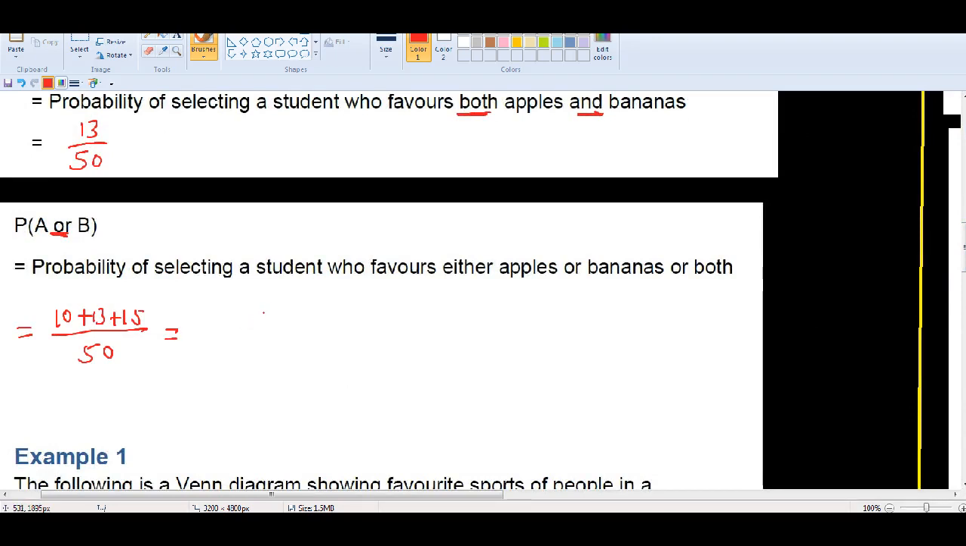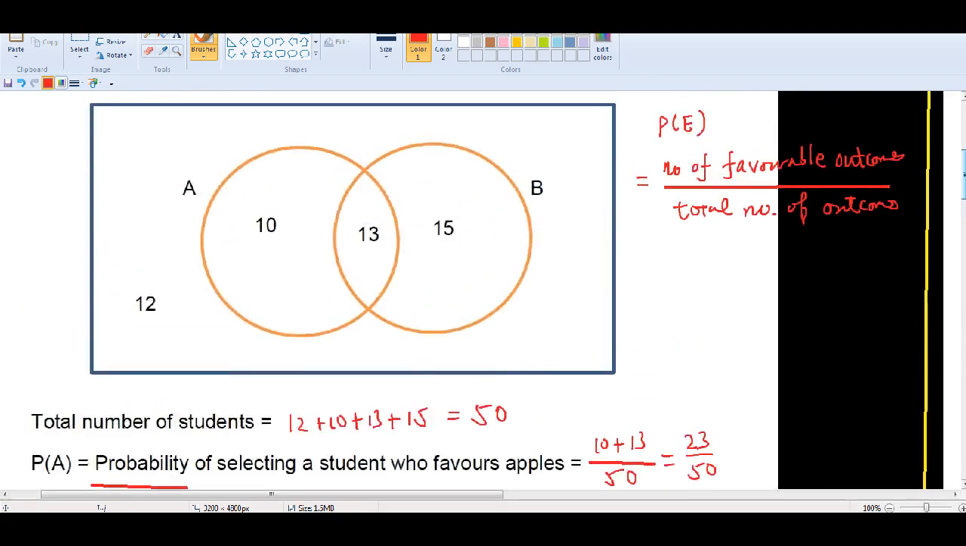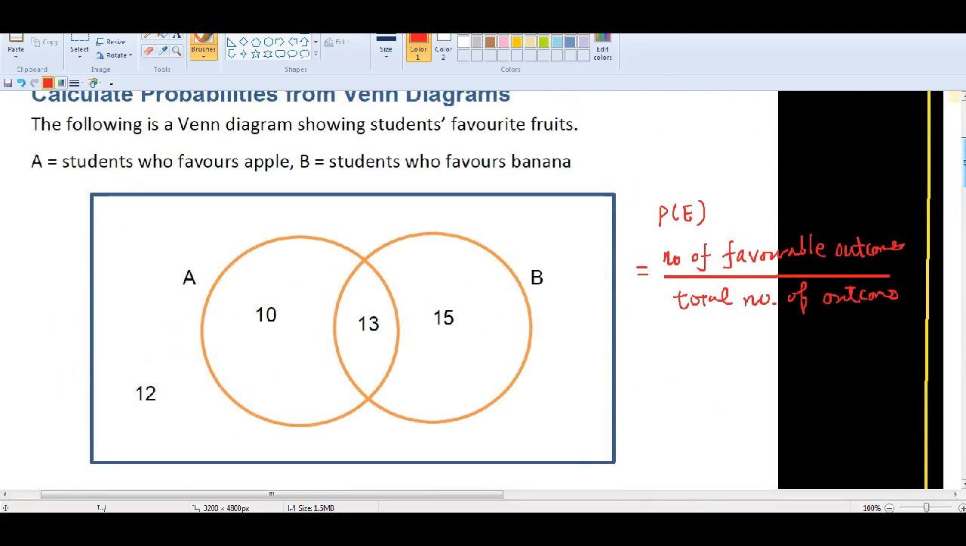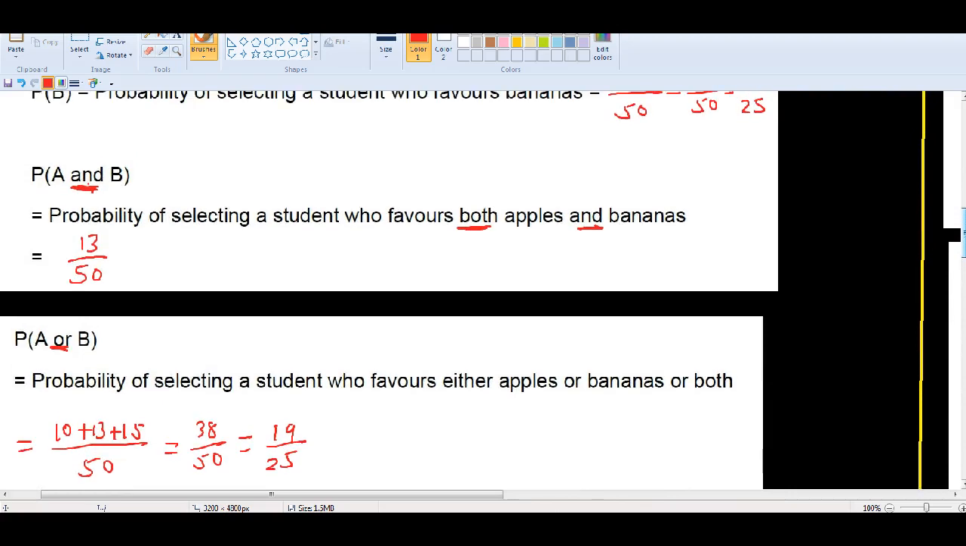So for the calculation, you will have 38 divided by 50. Again, if you use your calculator to simplify it, it will be 19 over 25. Alright, that's it. Okay, so let's look back again.